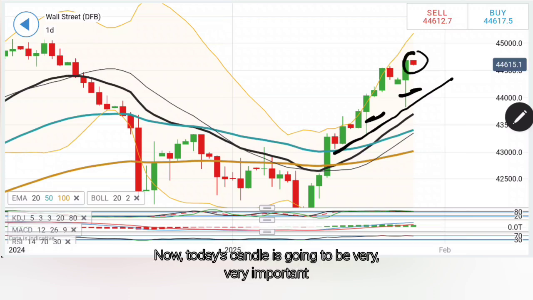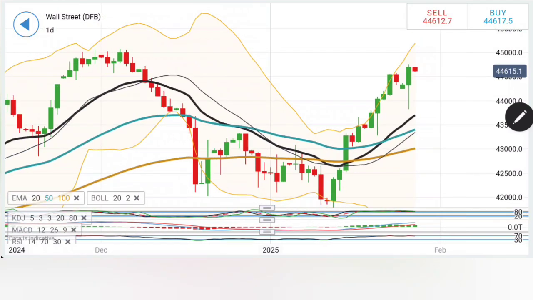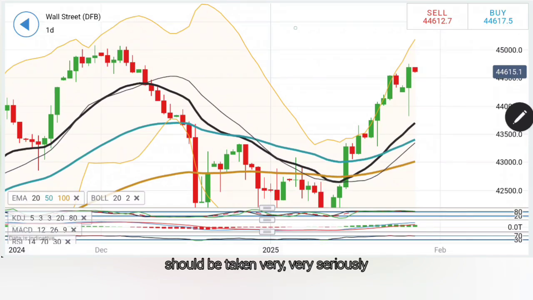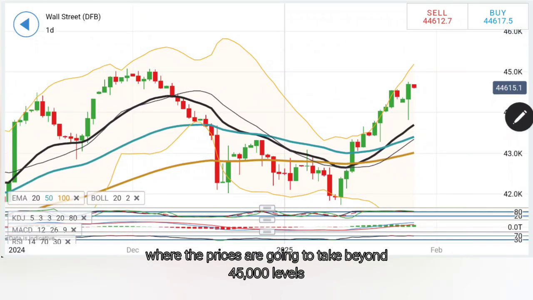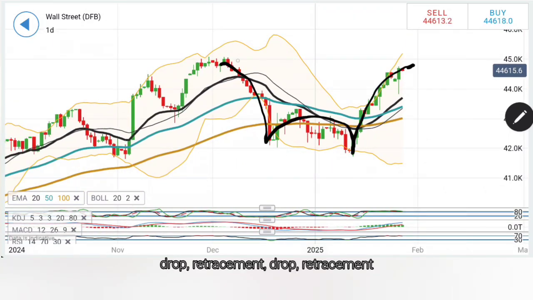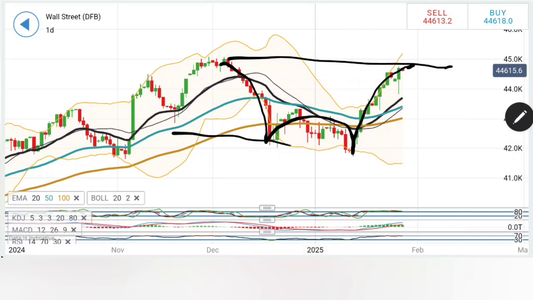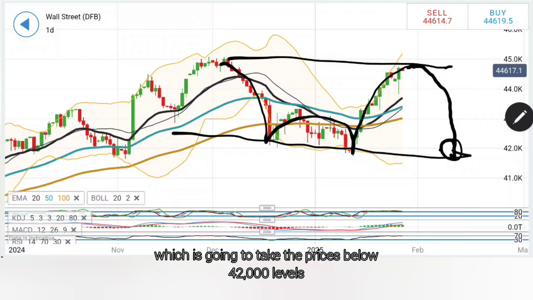Now today's candle is going to be very, very important. A move beyond 44,800 should be taken very, very seriously, where the prices are going to go beyond 45,000 levels. But what we are observing here, notice: drop, retracement, drop, retracement. Now this is the peak here, and if you connect this, you can see this could be the beginning of the next round of drop, which is going to take the prices below 42,000 levels.